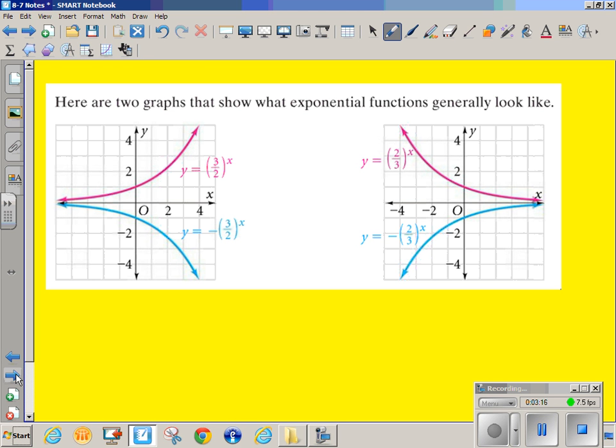Here are the graphs of an exponential function. Here are 2 graphs that show what exponential functions generally look like. I want you to pay attention to what's happening with these graphs. We know that a linear equation is just a line. We know right now that a parabola or a quadratic looks like a U. Well, an exponential function is kind of a curve.